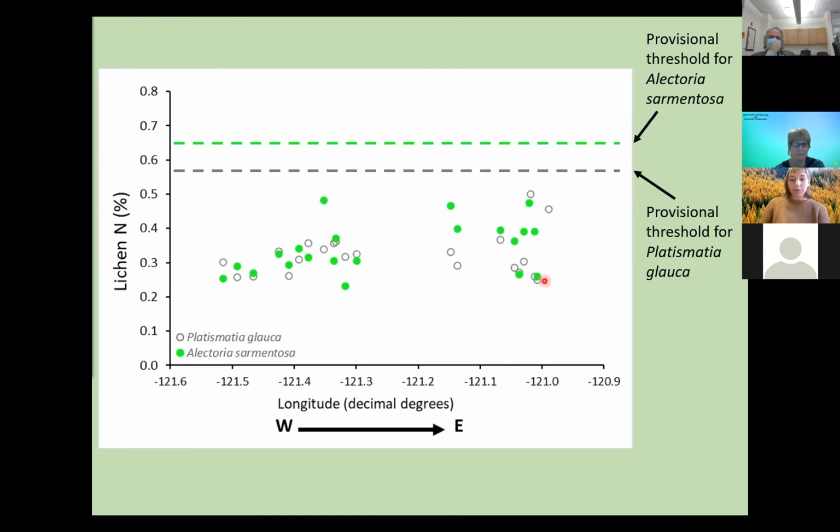We see that all of these points fall below the respective thresholds, indicating that these plot locations likely have low background levels of nitrogen deposition. However, we do see some points with values upwards towards the thresholds, indicating that there may be areas with slightly higher nitrogen deposition.